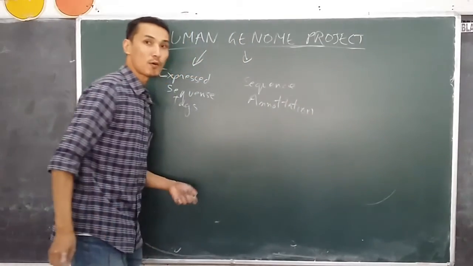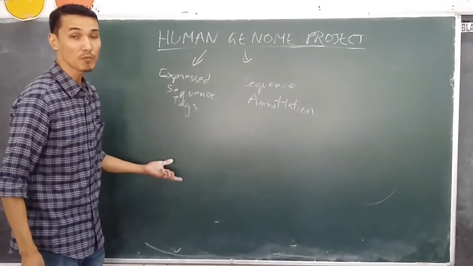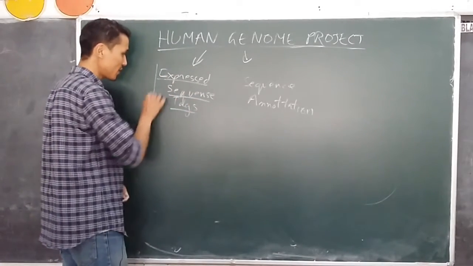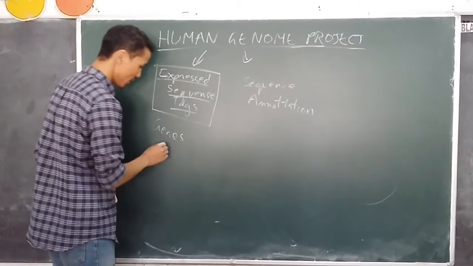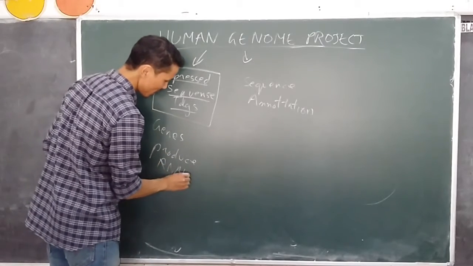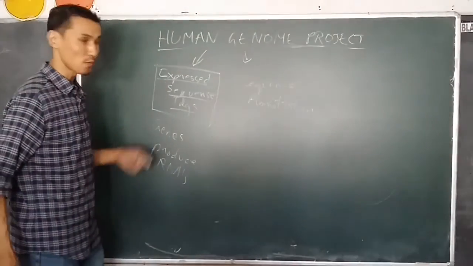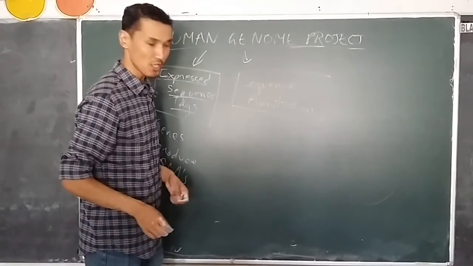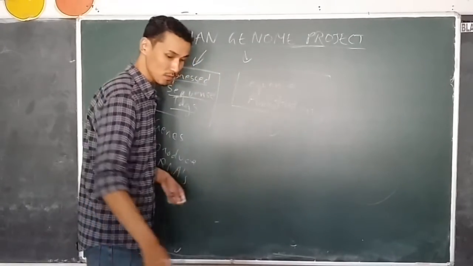I already told you not all of the DNA is useful. Some DNA do not produce any proteins. So in the expressed sequence tags, they studied only genes that were able to produce RNAs. This type of method is known as expressed sequence tags. Whereas in sequence annotation, the entire genome, whether functional or non-functional, was studied.